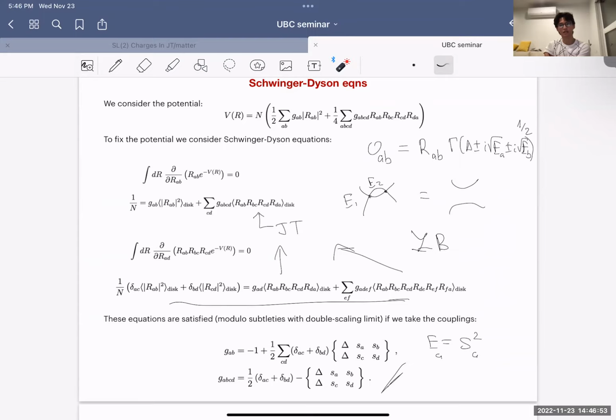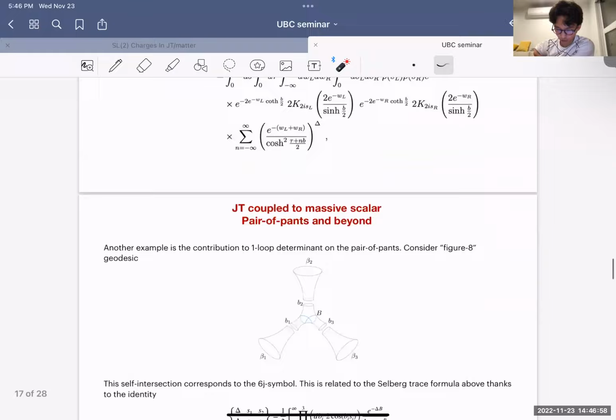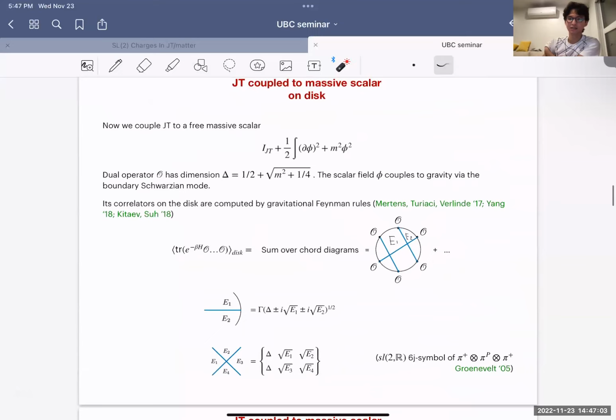But in JT gravity, this is related, I think, morally to the fact that you have these chord diagram rules, and here you only have quartic intersections. There's no 6-point vertex or something. Yeah, you only need the propagator and the quartic interaction. In a more general chaotic system, you probably have those 6 and 8-point interactions more explicit in the matrix model. This is just a special case we're considering. Thanks.